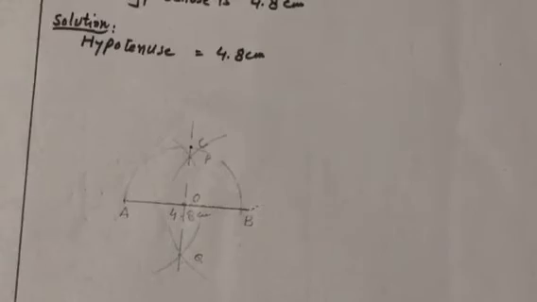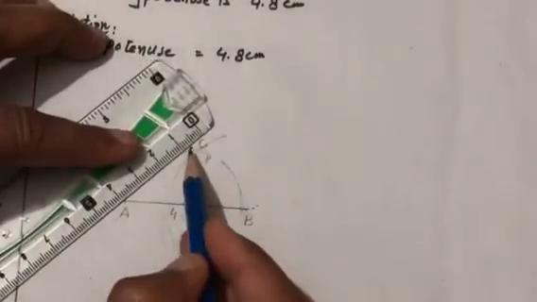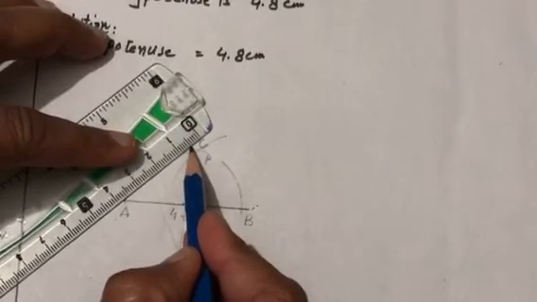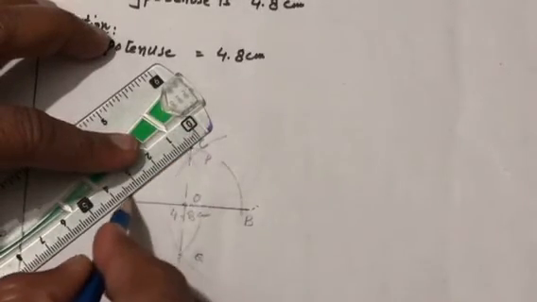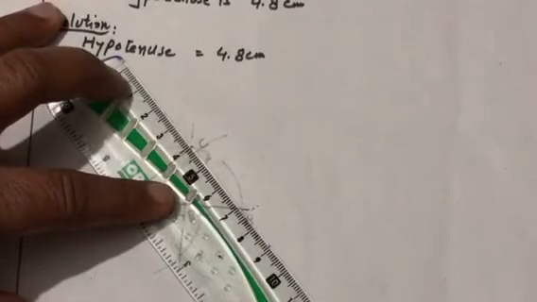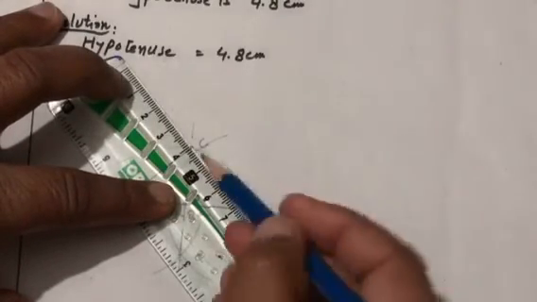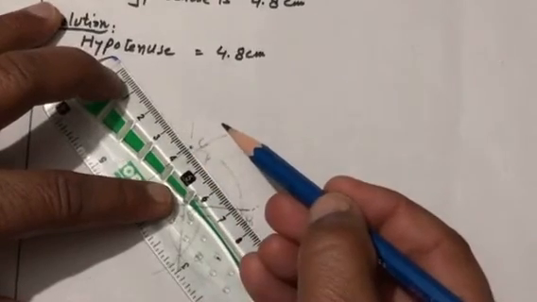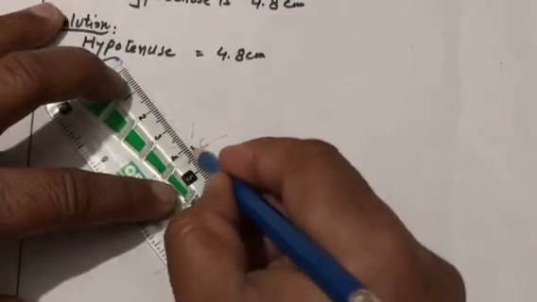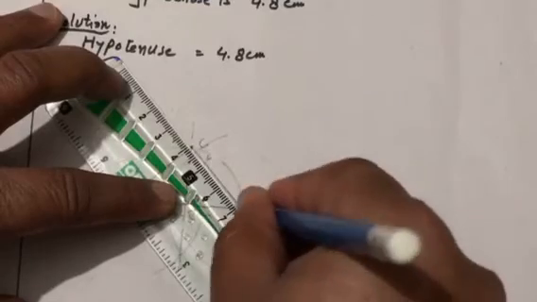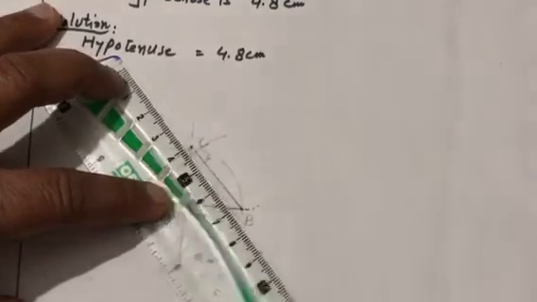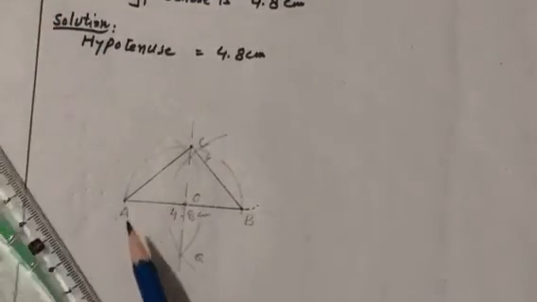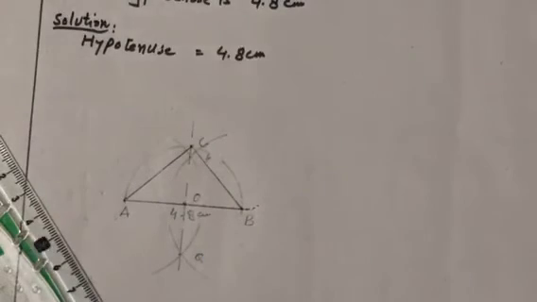Now with point C we will join C to A and C to B. So the required triangle ABC is a right angled isosceles triangle.